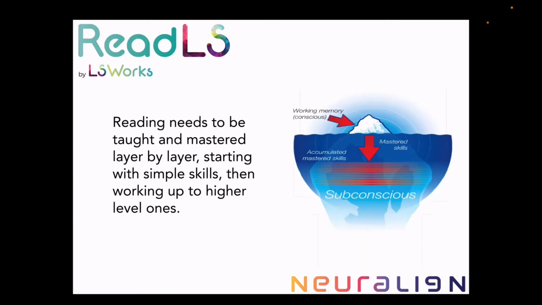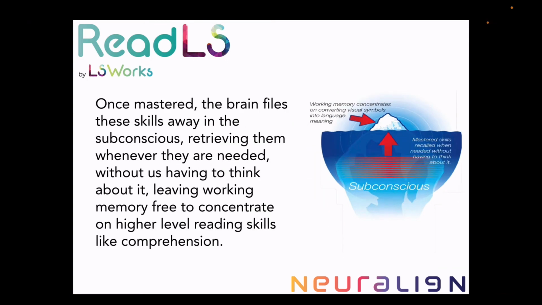Reading needs to be taught and mastered layer by layer, all the skills that we showed you at the beginning. And then we work up to the higher level skills, such as comprehension. Once we master them, we don't have to think about them. They're in our subconscious, and we just retrieve them as we need them. So for instance, if you see the word apple, you don't need to decode it. You don't need to sound it out. You know what the apple looks like, how it's spelled, most of the time, and what the meaning of it is.